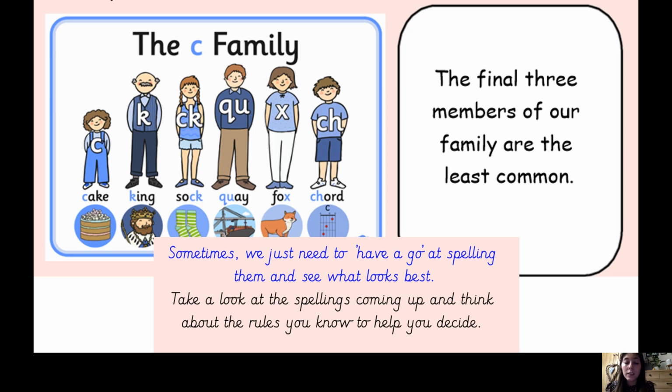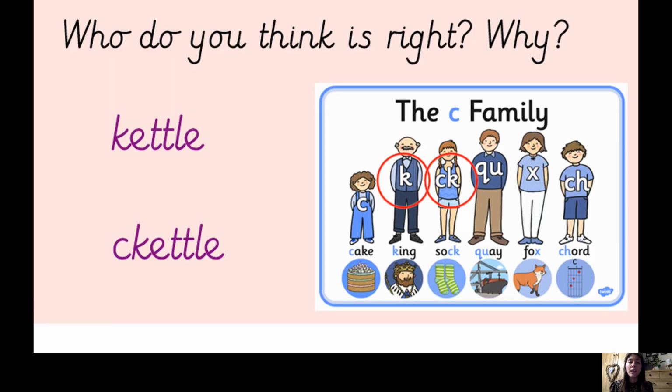So let's have a look at some of the spelling choices I've made and see if you can help me find the right one. Here I've tried to write the word kettle. I spelt it the first time with Grandpa K before the E, and the second time with Big Sister CK before the E. Have a little think about these two family members and the rules that they have. Is there somebody here that I could not possibly use because they've been used incorrectly? Maybe pause the video and talk about this before I explain a bit further.